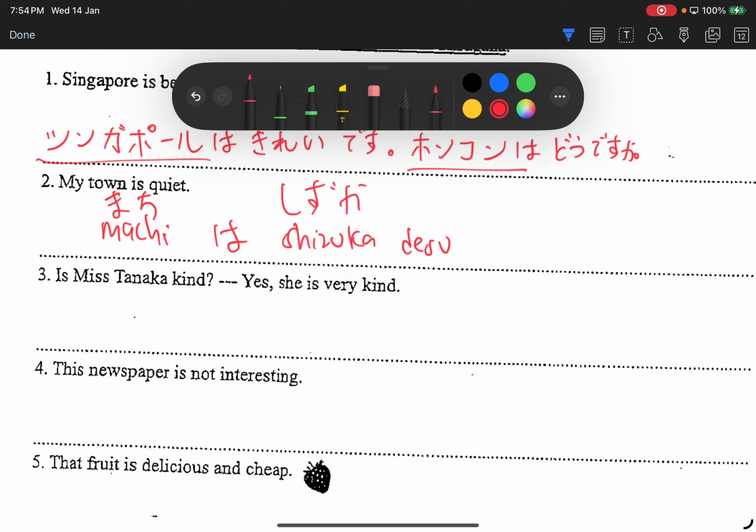So the first one is Is Miss Tanaka kind. Tanaka-san wa shinsetsu desu ka? Right, it's a question. So she is kind? Question mark. Right, shinsetsu desu ka? Then the answer, はい。とても親切です. I put in front of Kanojo.